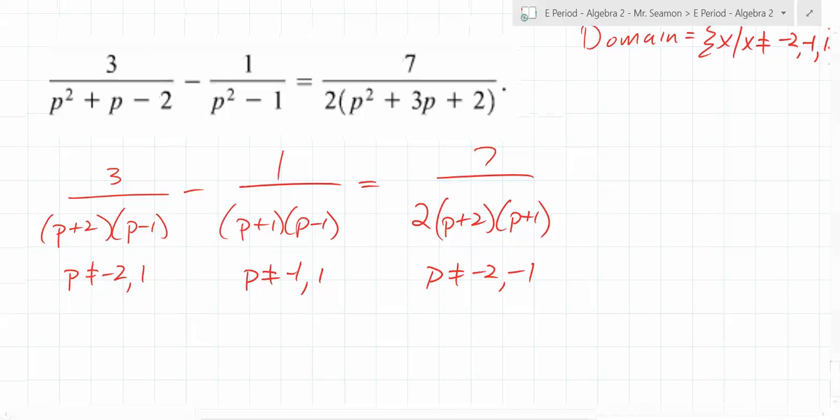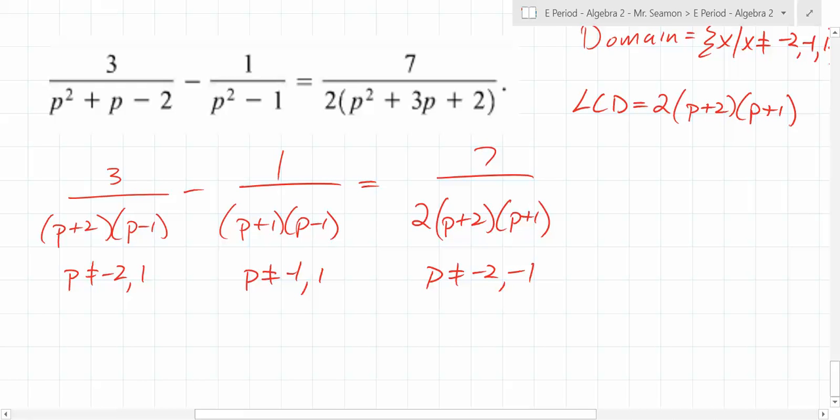Okay, so after you've done that, you need to find the LCD. Can anybody tell me what the LCD is going to be? Someone tell me one thing that has to be in the LCD. Hannah. 2 times P squared. Hold on, 2. So 2 is in there. What else is in there? In factored form again. Do it in factored form. 2. Yes, P plus 2 times P plus 1.